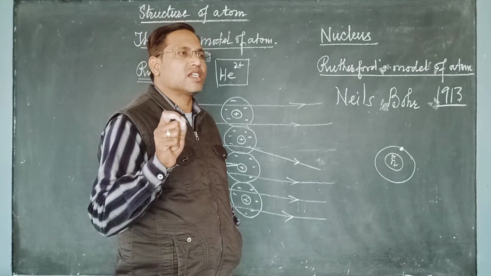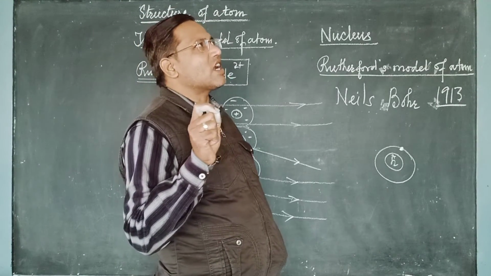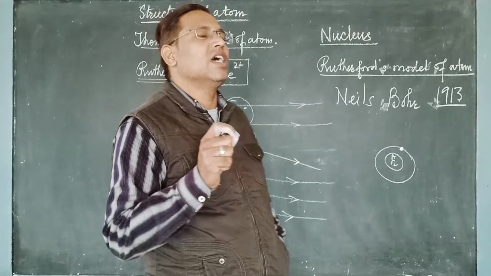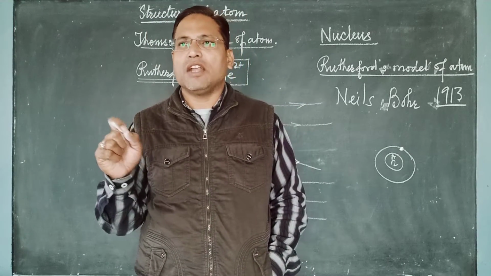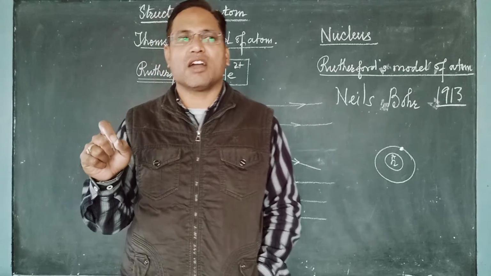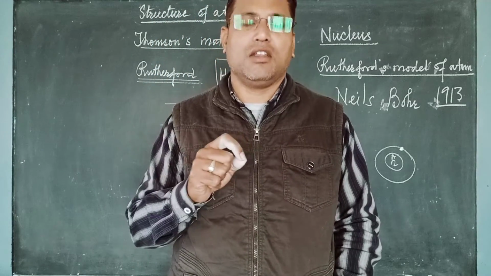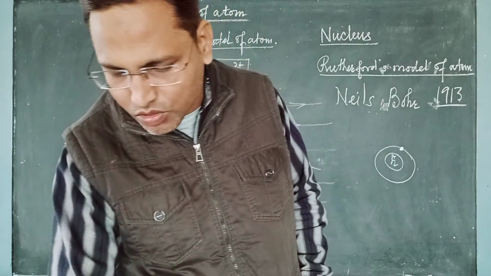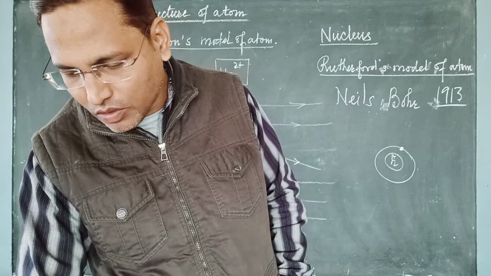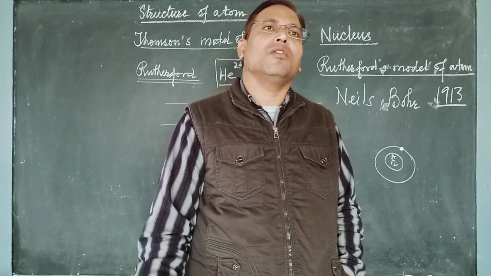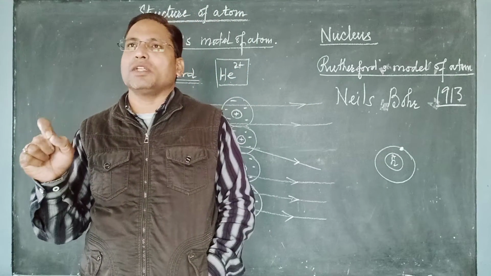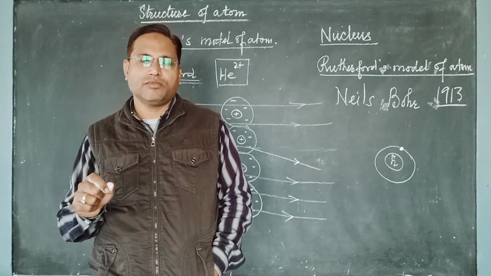Then each shell has a certain energy level. That means the electrons moving in each shell have a certain amount of energy, and with that energy, electrons rotate in each shell. So what he told was that electrons can revolve around the nucleus only in certain orbits, and the electrons revolving in each orbit have a certain energy.